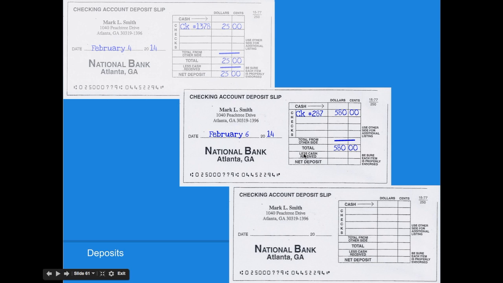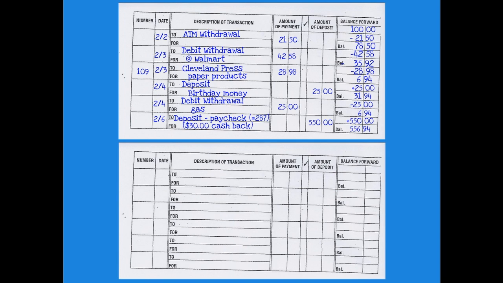Now, it says less cash received. How much are we keeping out and not depositing? So that $30 we're going to put in this less cash received. So our net deposit, the money actually going into our checking account, is $550, that same amount that we noted in the register. Okay, so let's go back to the register.